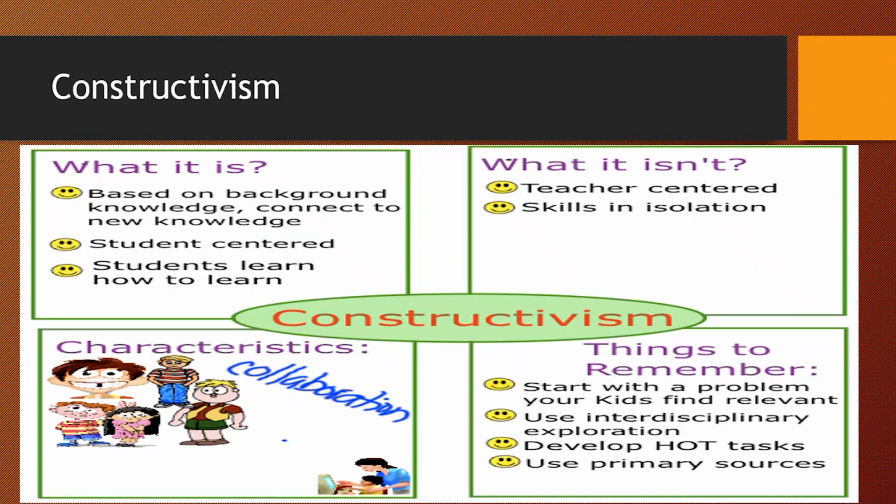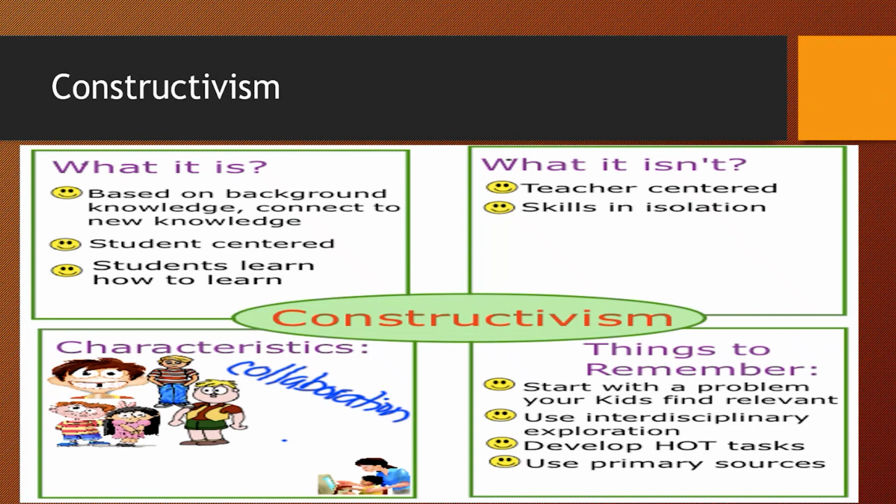When we look at constructivism, we look at what it is not, what the characteristics of constructivism are, and what the things to remember are. So first of all, what is constructivism? It's based on background knowledge. So we look at how to connect the new knowledge from the old.